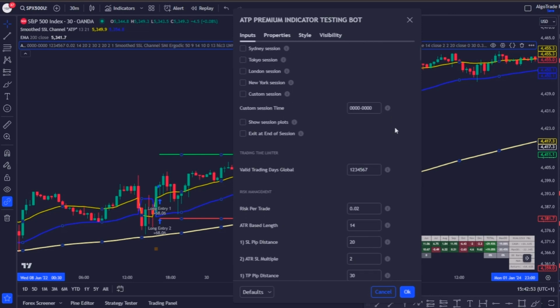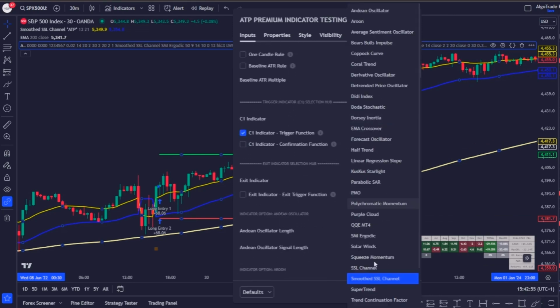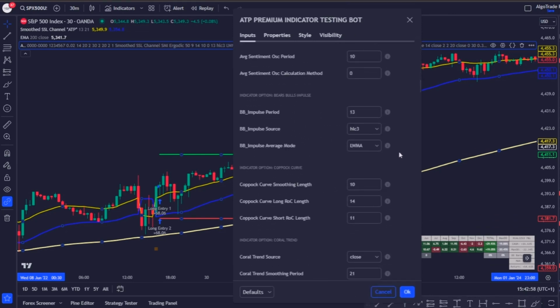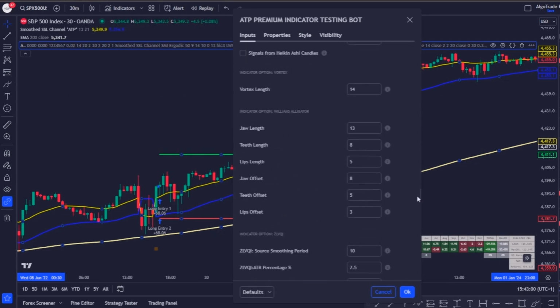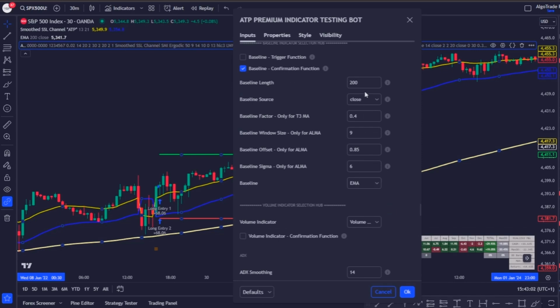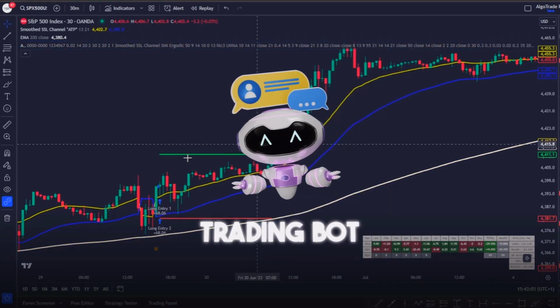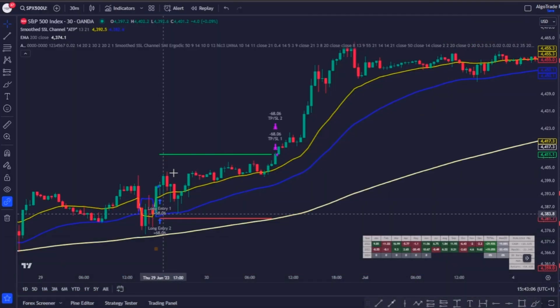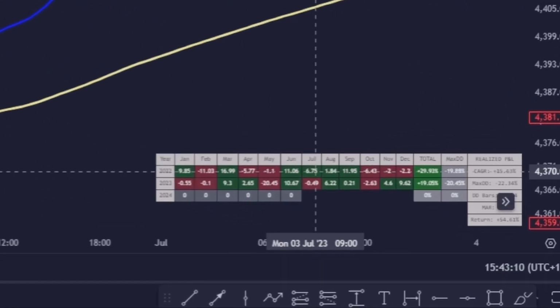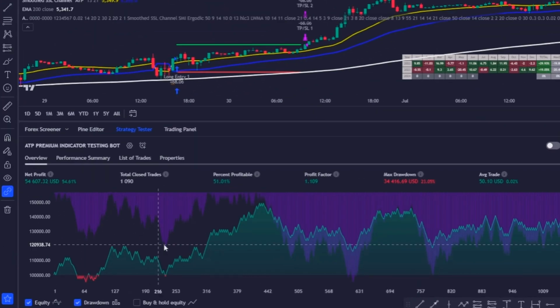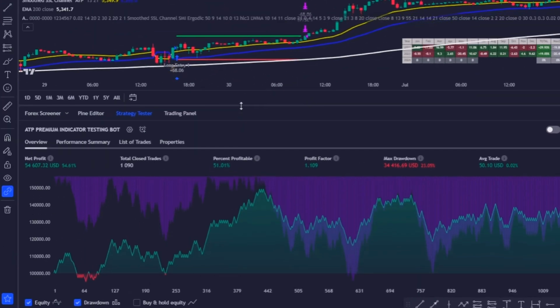After selecting all the conditions we defined earlier, the smoothed SSL channel and the 200 period exponential moving average with the confirmation function, you can see that the trading bot not only displays every valid trade on the charts, but also gives me the monthly results on this table and the overall statistics about each asset I want to backtest down below on the Strategy Tester tab.